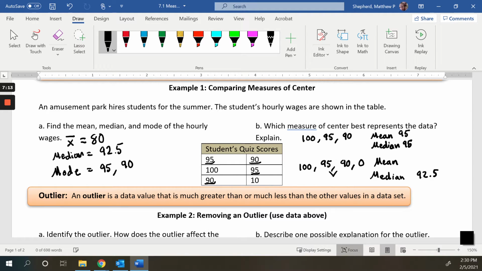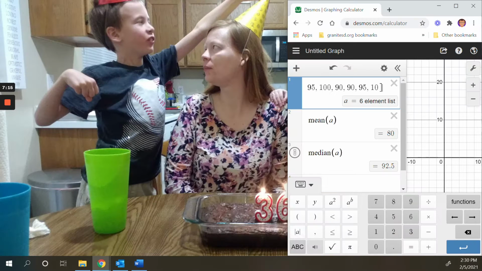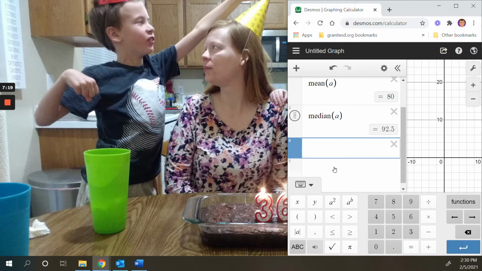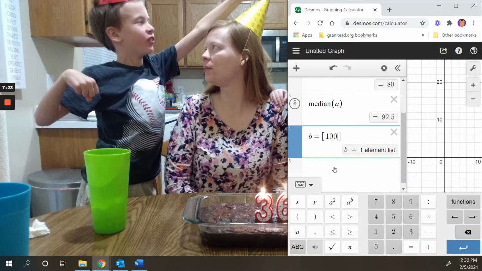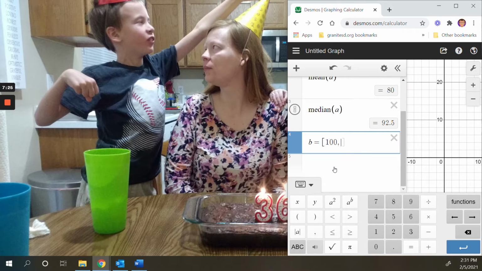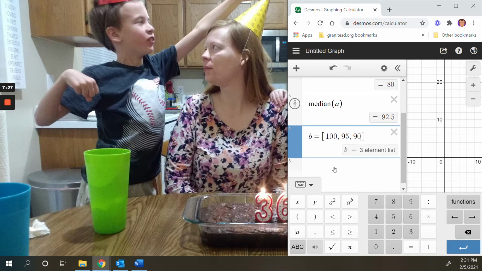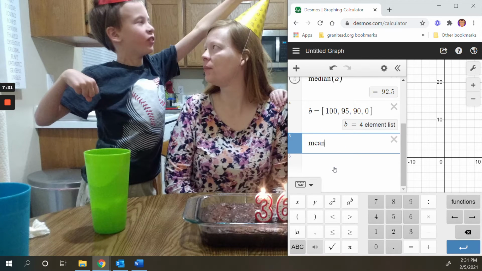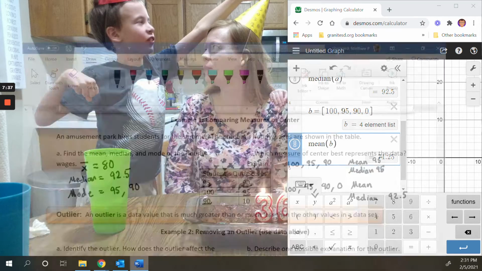If we then recalculate the mean, so let's do B is equal to, and let's use those numbers, 100, 95, 90, 0. Let's find the mean of B. And all of a sudden, it's dropped all the way to 71%.